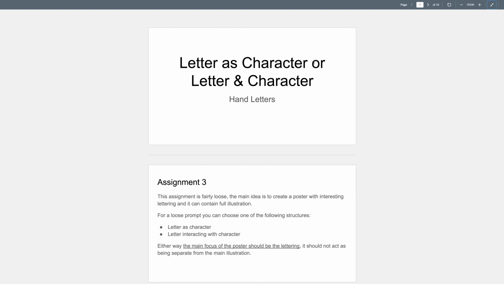This assignment is fairly loose, but the main idea is to create a poster with interesting lettering, and it can contain a full illustration. I'm going to show you some examples of work that I consider to be letter as character or letters interacting with a character. Either way, the main focus of the poster should be the lettering. It should not act as a title or be separate from the main illustration, but I really want it to be incorporated.